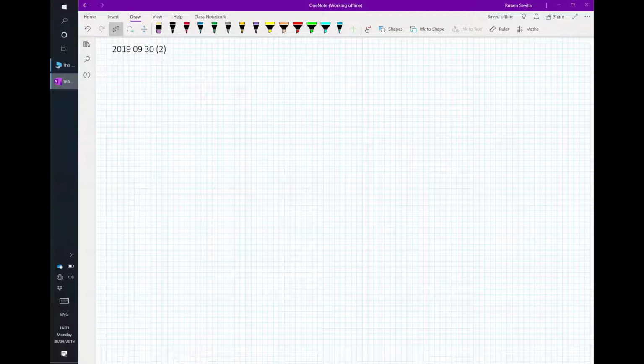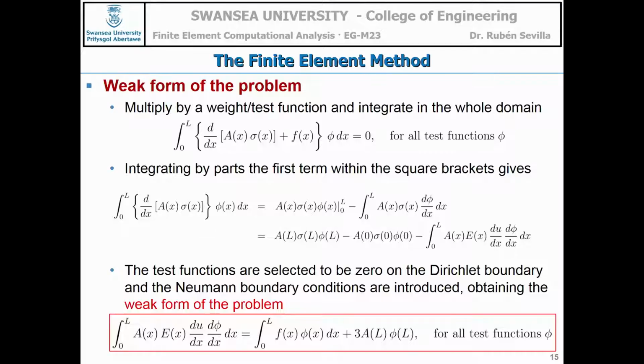This is where we finished in the first hour. Okay, so I'm going to be switching the screen because, as you know, the recording is only done in one of them. But this is the last equation that we end up with.